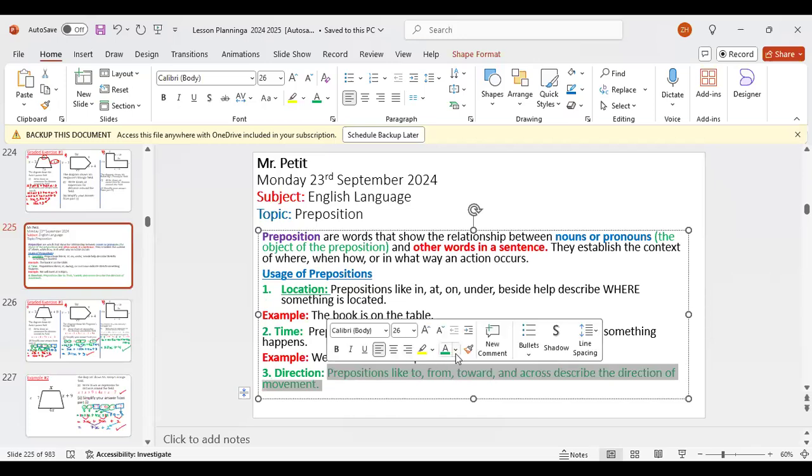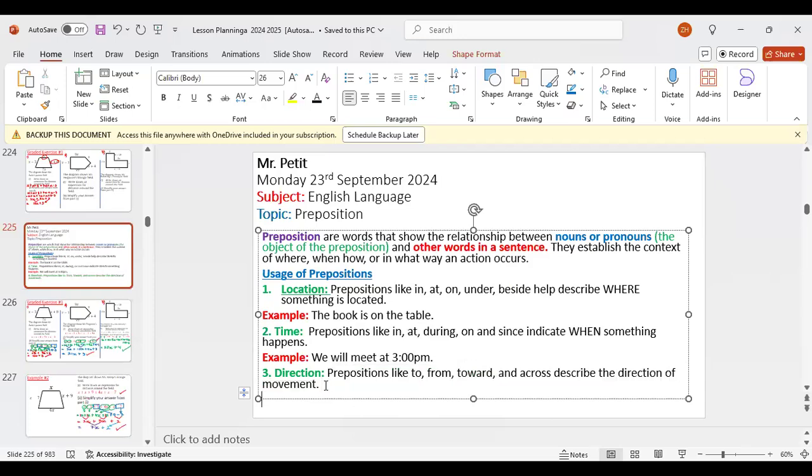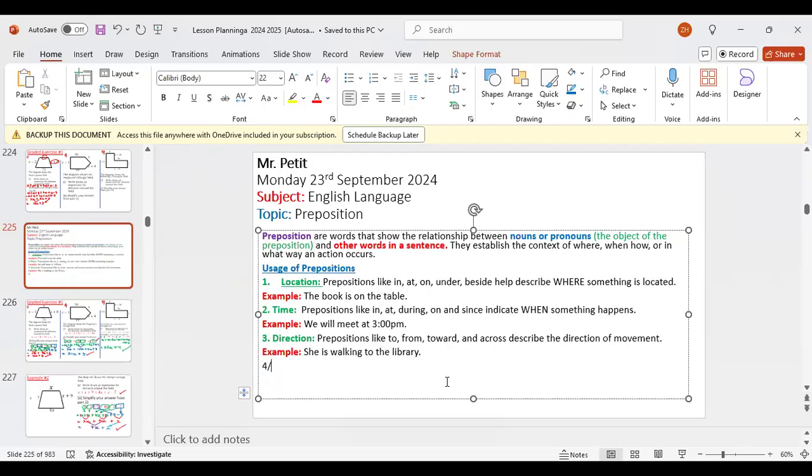And so we could use prepositions to indicate location, indicate time, indicate direction. For example, she is walking to or toward the library. You don't have to give an example for this one. We got to move on to the fourth one. We use prepositions also to indicate manner. So when we say manner, we mean how something is done. In what manner, in what way.